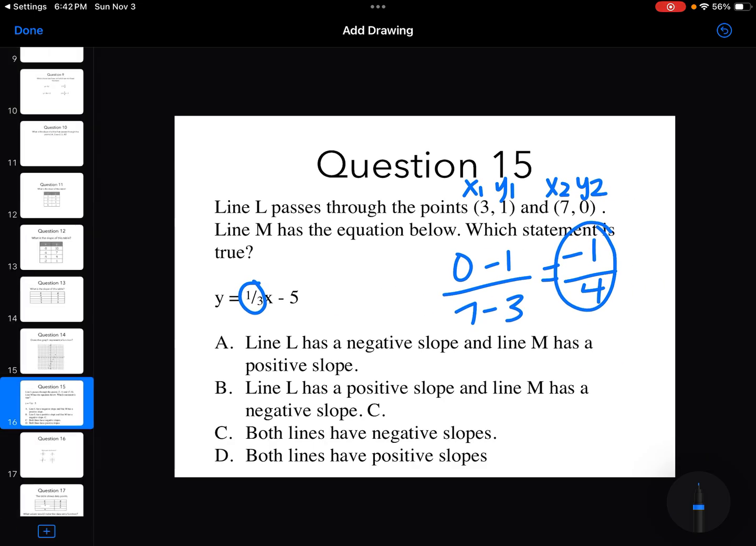So it says line L has a negative slope, line M has a positive slope. That's true. Line L has a positive slope. Nope. Both lines have negative. Nope. Both lines have positive. Nope. So it's A.